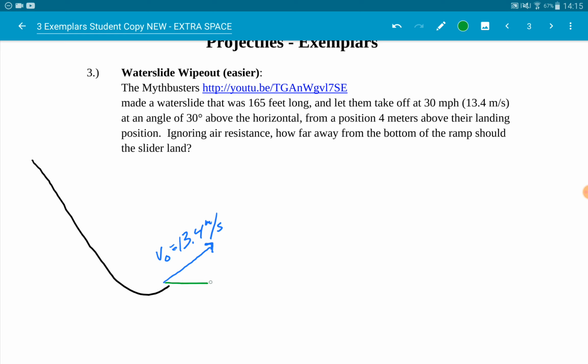So now my component going horizontal with the ground and how fast it's going straight upwards there. Those things are perpendicular with one another. And then this is the angle between the vector and the ground, the horizontal. And that's 30 degrees. So we have a 30, 60, 90 triangle. That's nice. I'm immediately going to label this side as 13.4 times the sine of 30 degrees and 13.4 times the cosine of 30 degrees.